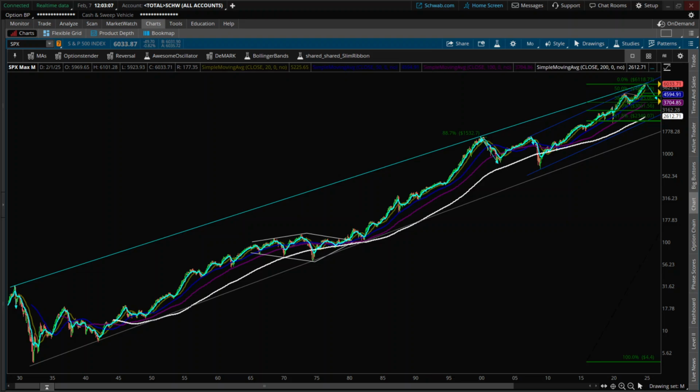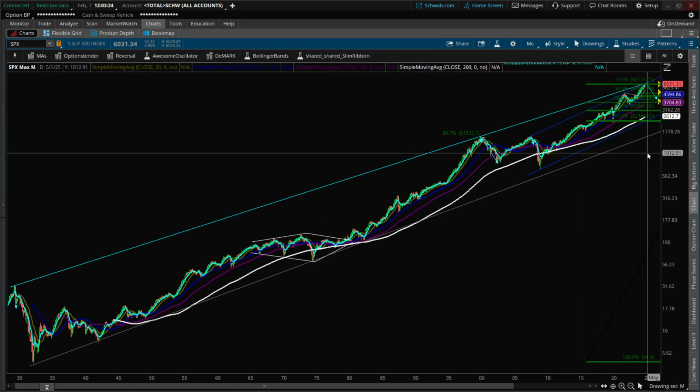I want to reiterate the trend line that we've been rejecting off of, and just mention that while we're at these all-time highs, at these historic trend lines, we've already had all of the recession indicators indicate that a recession is here or near.